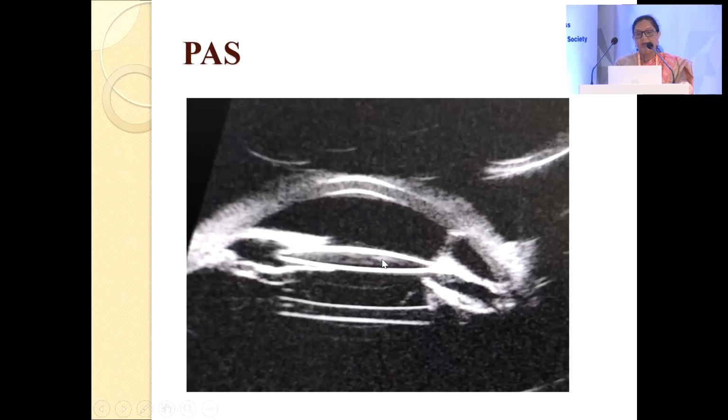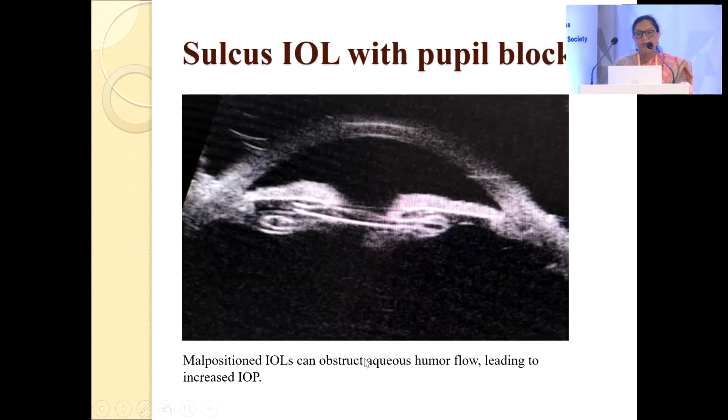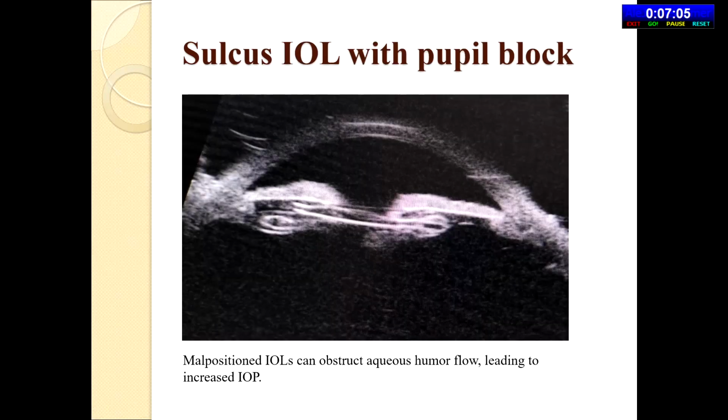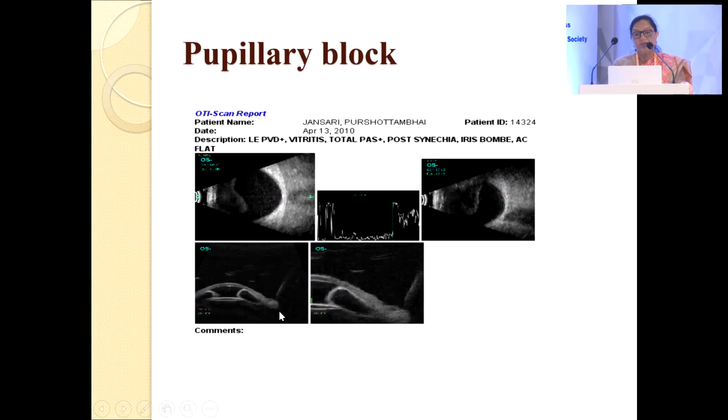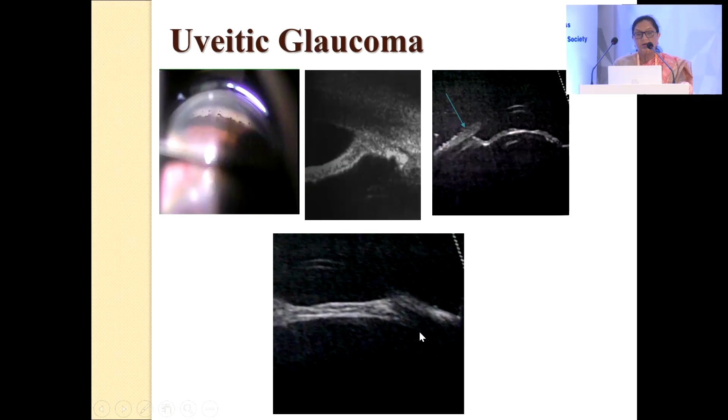There is a peripheral anterior synechia. This IOL pushes the iris forward and causes the peripheral anterior synechia. Here also there is an anterior synechia, and this causes the raised IOP. The sulcus IOL with pupillary block. Here you can see that there is a pupillary block, and so it causes raised intraocular pressure. In this patient you can see there is a pupillary block and iris bombe, and there is a peripheral anterior synechia, and it causes raised intraocular pressure.